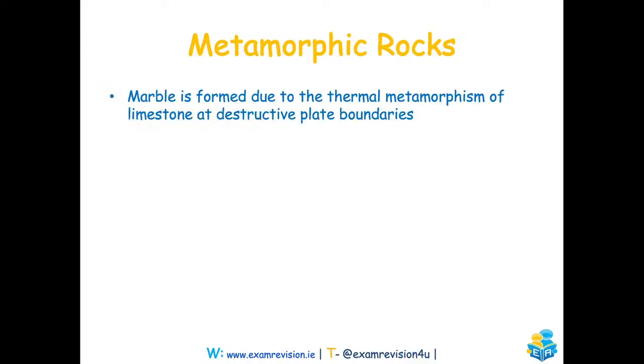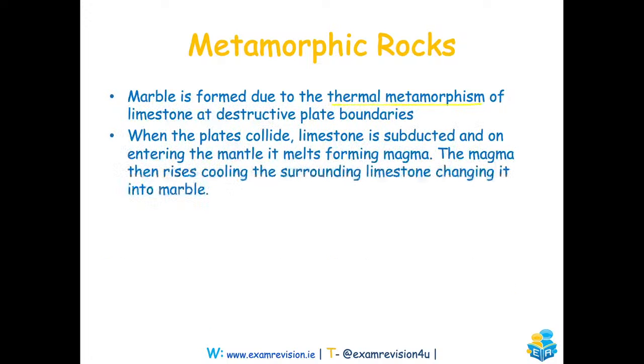Marble is formed due to thermal metamorphism. So marble changed from a limestone rock, and it was changed because of thermal, so because of great heat. So limestone came into contact at destructive plate boundaries, and because of the great heat, it caused thermal metamorphism to take place and changed to marble. When the plates collide, limestone is subducted, and on entering the mantle, it melts to form magma. The magma then rises, heating the surrounding limestone and then changing it to marble.